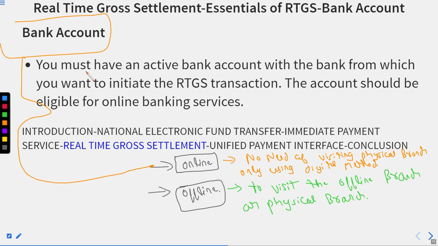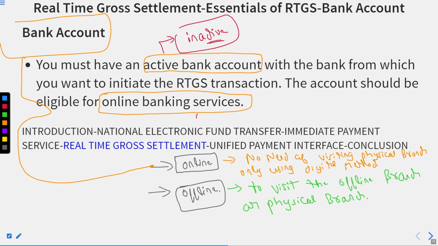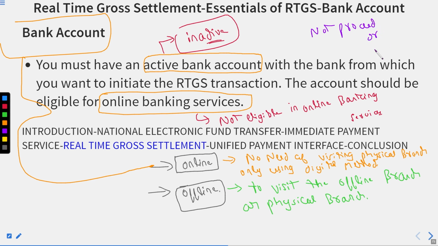So when we're talking about the bank account and the condition of an online banking account, it is required to ensure that the bank account must be active and must be eligible for online banking services. In any case in which the bank account is inactive or not eligible for online banking services, the transaction will not proceed or will be declined. Got it?